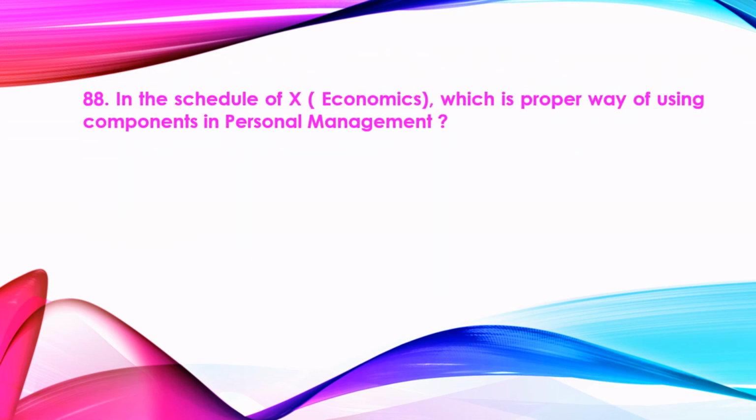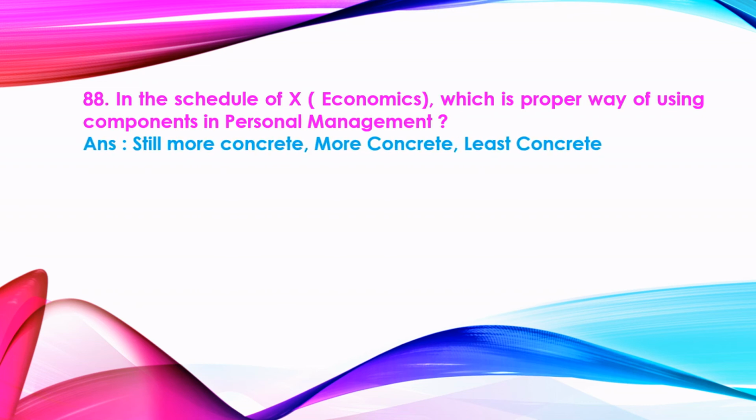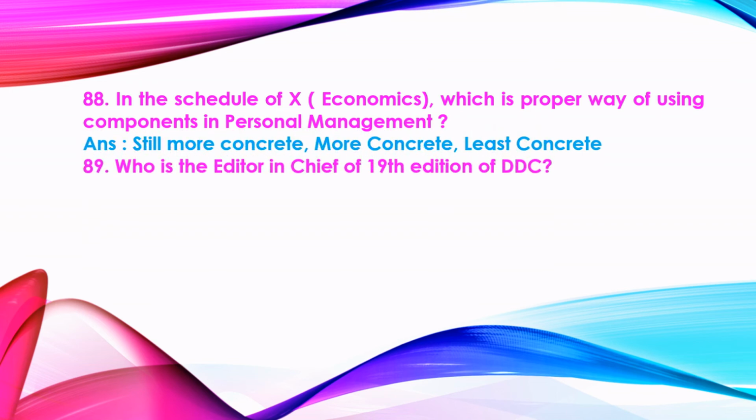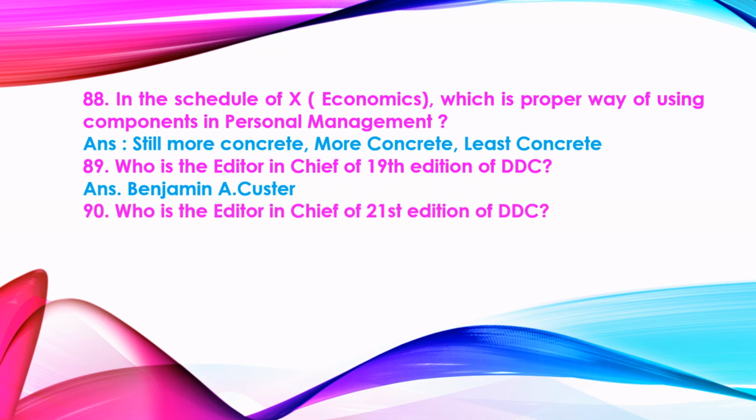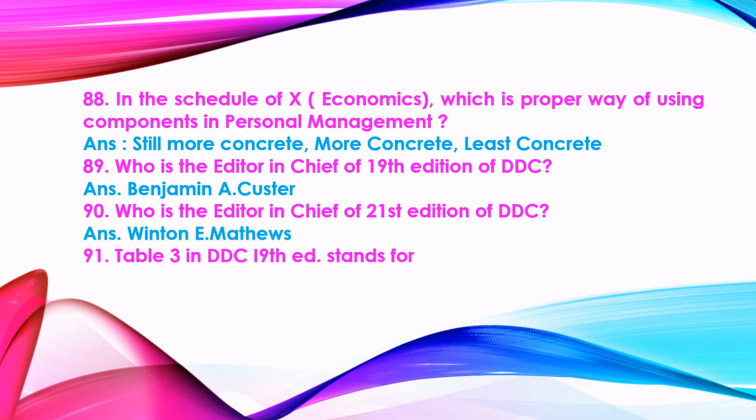In the schedule of economics, which is the proper way of using components in personnel management? Still more concrete, least concrete. Who is the editor-in-chief of the 19th edition of DDC? Benjamin A. Custer. Who is the editor-in-chief of the 21st edition of DDC? Winton E. Matthews. Table 3 in DDC 19th edition stands for literature subdivision.